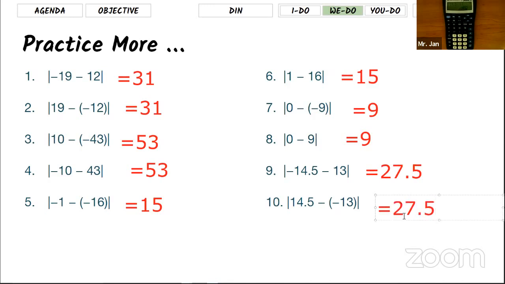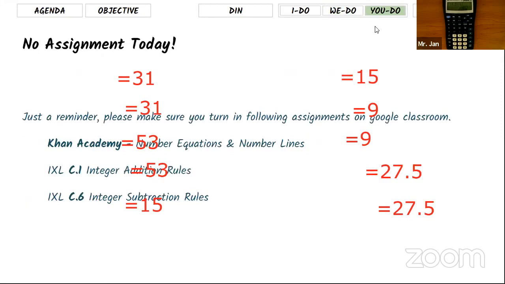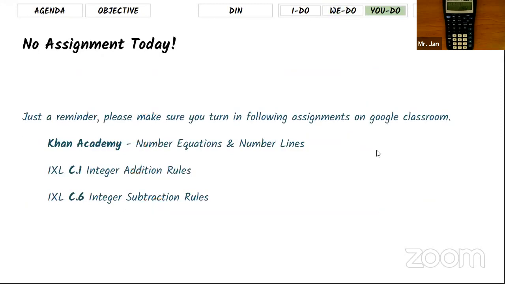27.5. Okay, by the way, this is the end of the lesson. I apologize, it took longer than I expected. Thank you so much, guys. You guys are awesome, and I hope you got the point of today's lesson. The goal is knowing how to subtract the numbers. On Monday, we're going to continue from where we left off. We will be reviewing this a lot, so don't worry about it. We'll see a lot of this kind of question in your DINs and exit tickets. There is no assignment today.